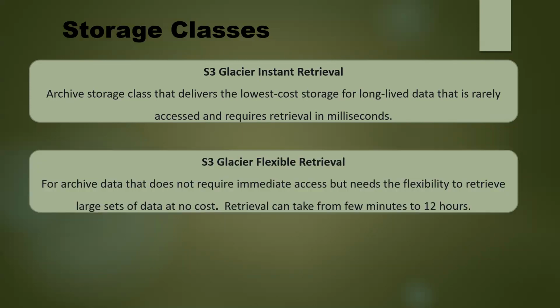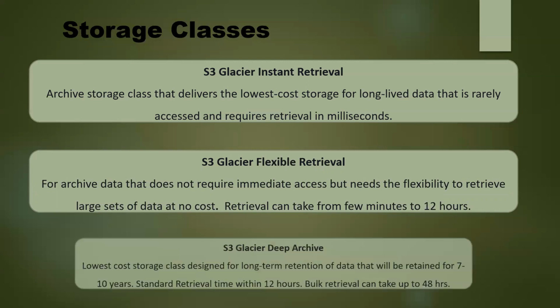The second one being Glacier Flexible Retrieval. You use this one to store data that does not require immediate access, but needs the flexibility to retrieve large sets of data at no cost. Some of the examples are backup or disaster recovery use cases. Now, retrieval can vary from a few minutes to 12 hours. So you use this option only when you can afford to wait before your data becomes available.